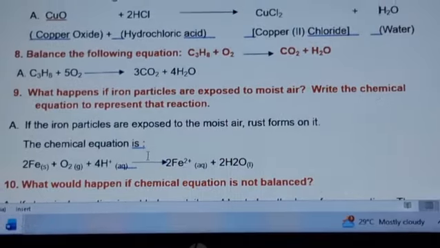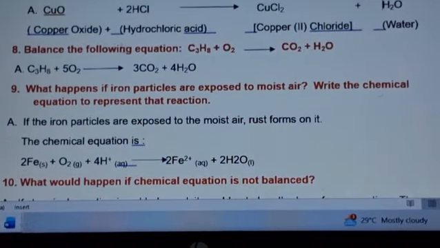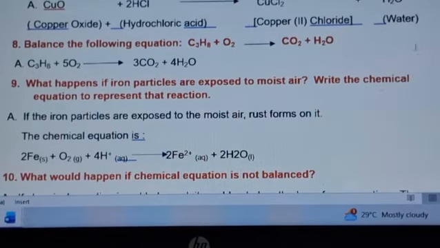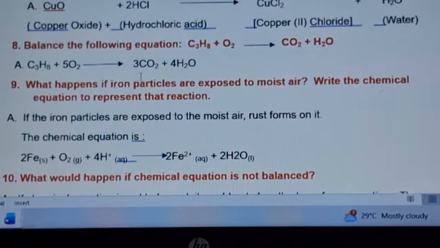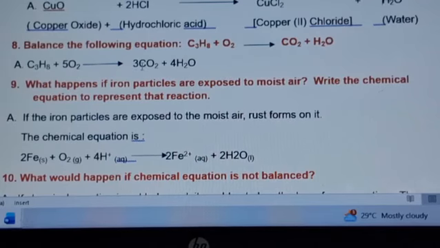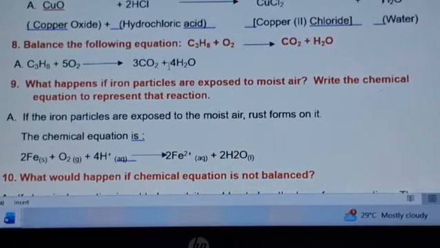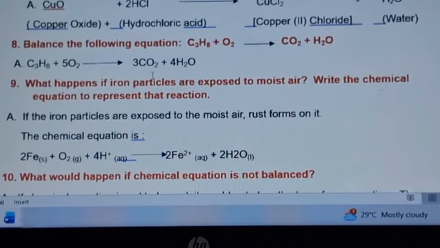Next, eighth one, balance the following equation: C3H8 plus O2 gives CO2 and H2O. This is the equation. See here, children, 3 carbons are there. Here only one carbon is there, so it is multiplied by 3 to make it 3. But 8 hydrogens are there. Here you have only 2. So when you multiply it by 4, 4 2s are 8, even hydrogens got satisfied. Here 8 hydrogens, here 8 hydrogens, here 3 carbons, here 3 carbons, they got satisfied.